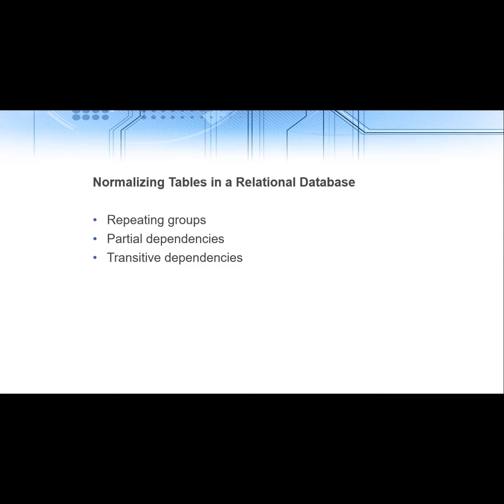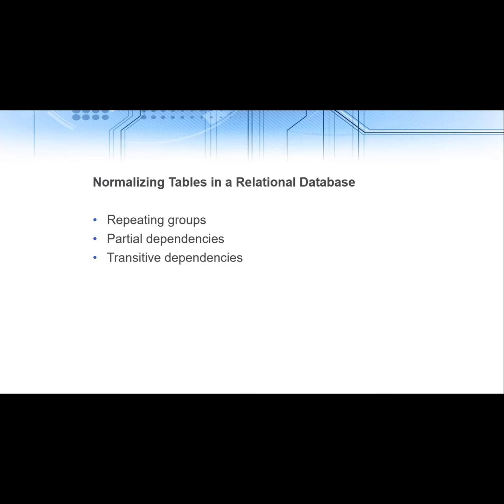Normalizing tables. There are three characteristics or topics that will be discussed: repeating groups, partial dependencies, and transitive dependencies.